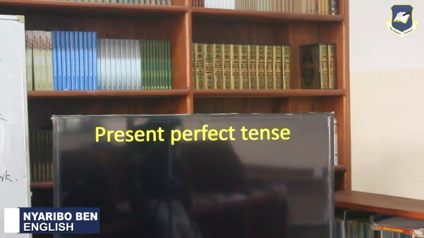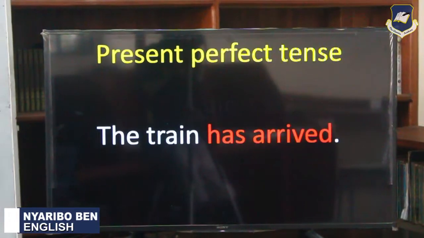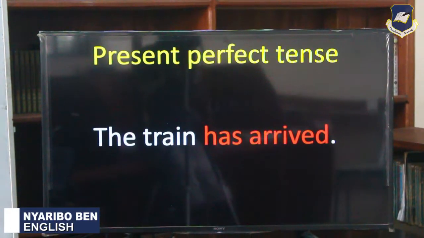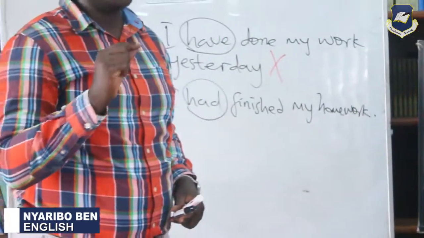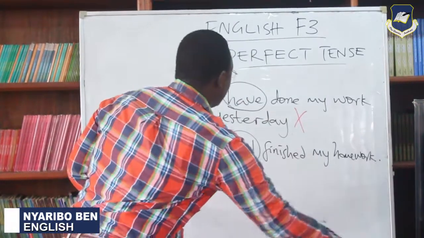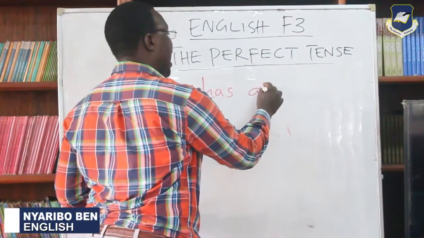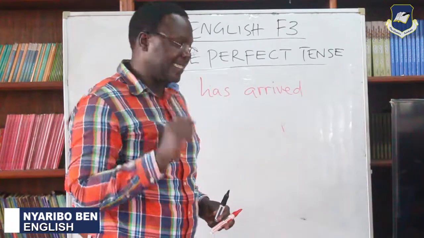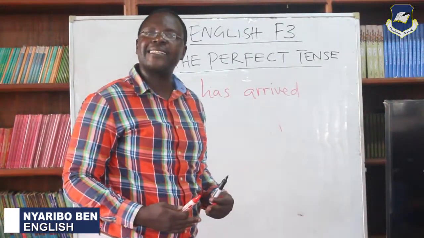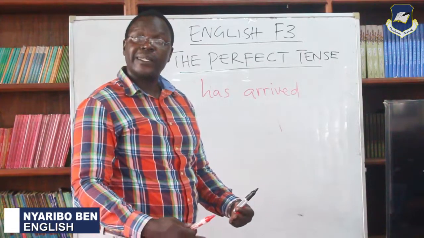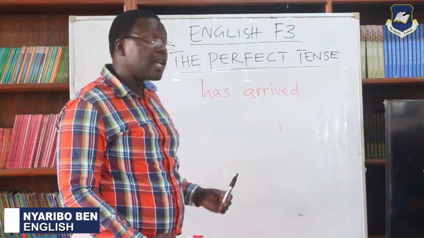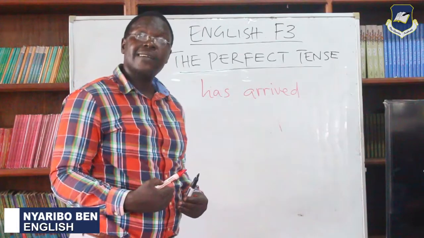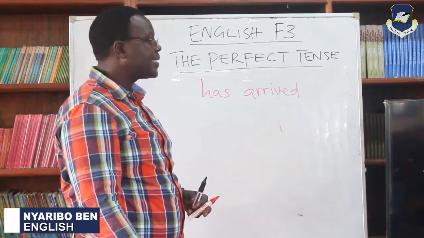Now, I want us to start with the present perfect. Look at that sentence. The train has arrived. Has arrived. Present perfect tense. In other words, you did not find the train arriving, but the action of arriving has already been completed. It is not past. No, it is present, but the action has been completed, has arrived.